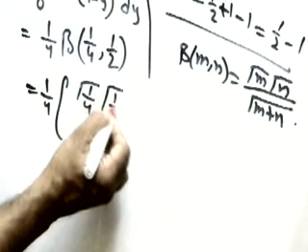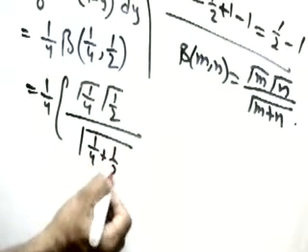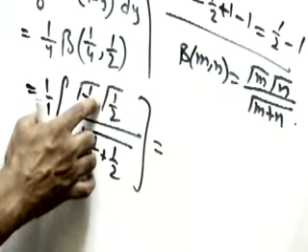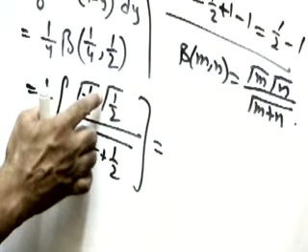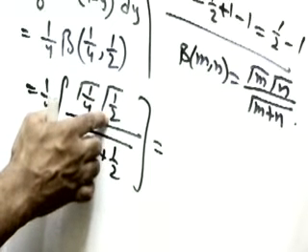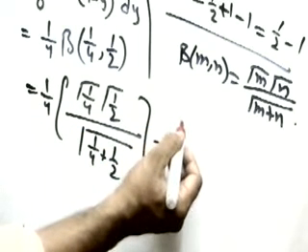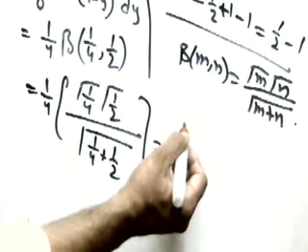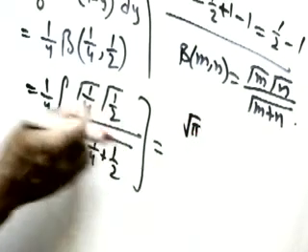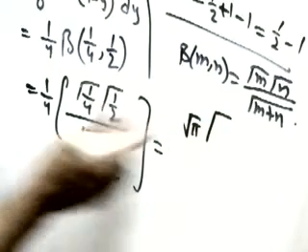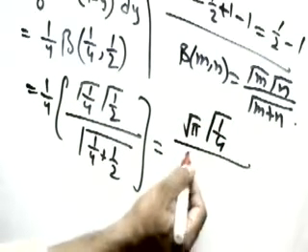Beta of m comma n is gamma of m into gamma of n divided by gamma of 1 by 4 plus 1 by 2. Now the last step: gamma of half is root pi. So this we can write as root pi, and I am writing the 1 by 4 as it is. Gamma of half is root pi into 1 by 4.